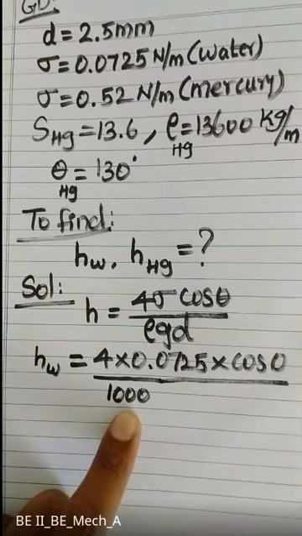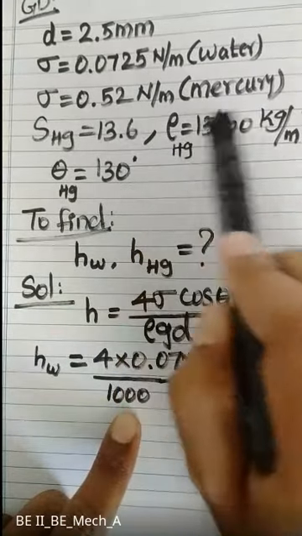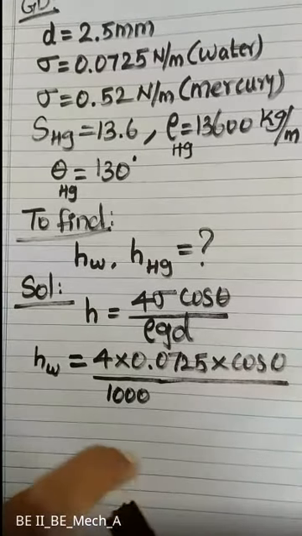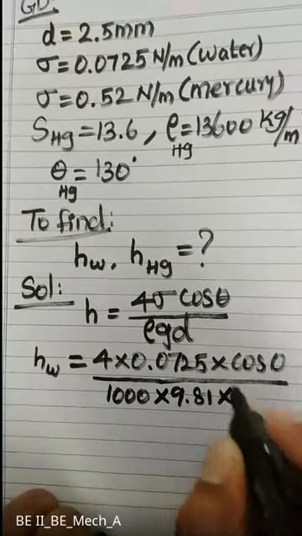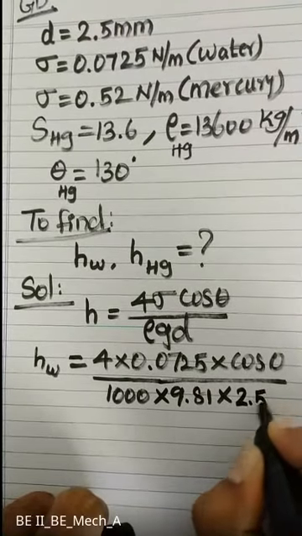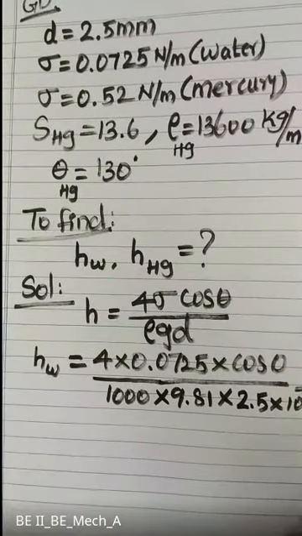Please remember that in very few problems the density of water will also be given. In that kind of problem, you have to use only the particular density. But if you are given a specific gravity, you have to multiply the specific gravity with 1000. The value of g, gravity, is 9.81. The diameter of the tube is 2.5 millimeter, so it is 2.5 into 10 to the power minus 3, because you have to convert this value into meter.